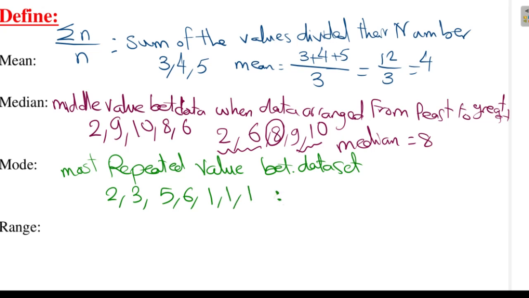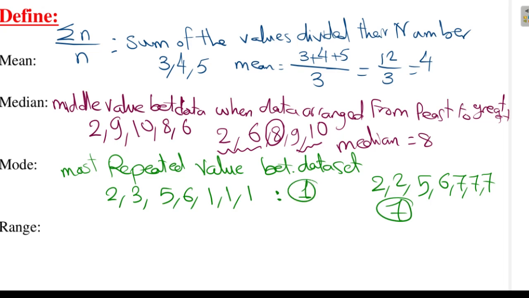What is the mode here? The mode here is 1. 1 is repeated 3 times. It's the most repeated. If we have 2, 2, 5, 6, 7, 7, 7. What's the most repeated value? 2 or 7? It is 7.